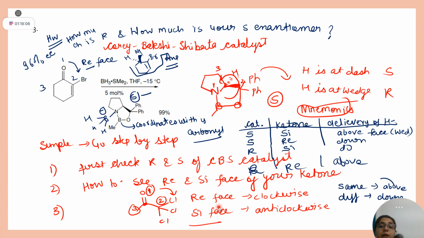Right? Okay. Then comes how you will give stereo now. Now I was saying if it is RR or SS, same, then hydride will be coming from above side, and if it is RS or SR, hydride will come from downside. See, catalyst S CBS, ketone is of your Si face, hydride is coming from above. Similarly, RR above. When they are opposite, it will come from down face. So this is the mnemonic of this catalyst. You can remember, and you can solve any question related to this. Okay, good.